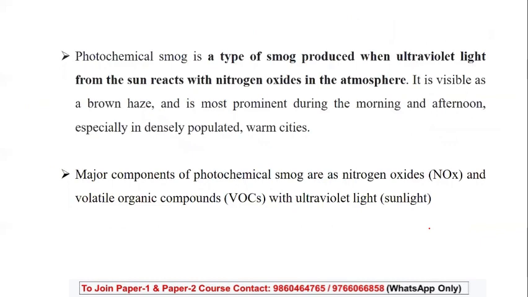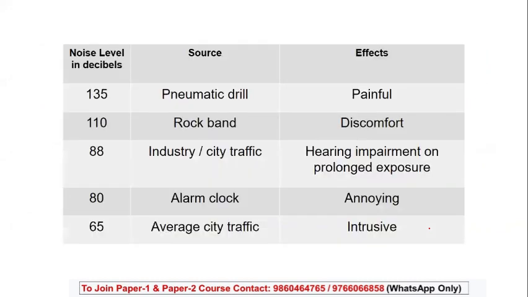Photochemical smog, we just now studied. It is a type of smog which is produced when ultraviolet light from the sun reacts with nitrogen oxide. It is visible as a brown haze and is prominent during the morning and afternoon, especially in densely populated and warm cities. So the major components are nitrogen oxide, volatile organic compounds, and ultraviolet light in the form of sunlight.